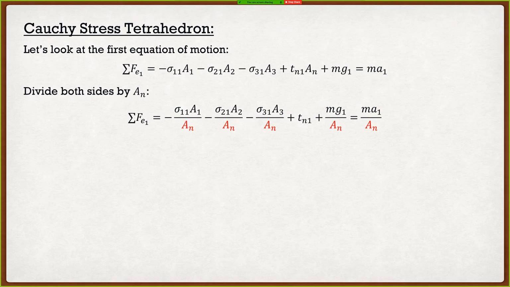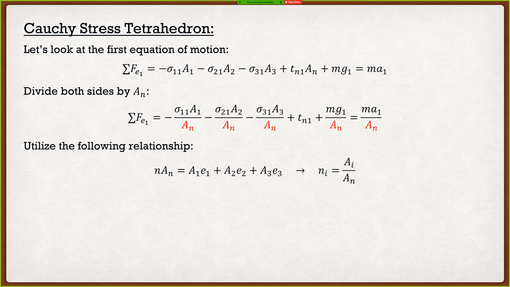Now, what's great about this tetrahedron and why we picked the tetrahedron is that it has a very nice relationship where n times An is equal to A1 E1 plus A2 E2 plus A3 E3. Therefore, Ni is equal to Ai divided by An. You're going to say, hold on, Clayton, I don't remember that. And you're right, I haven't shown you guys this. This is one of those great solid mechanics exam questions.